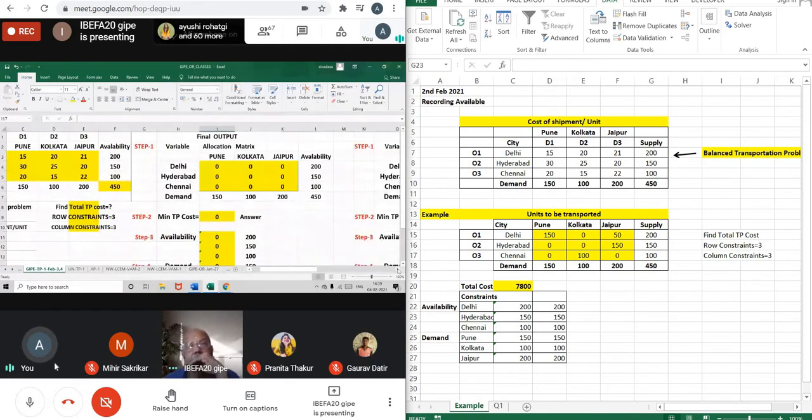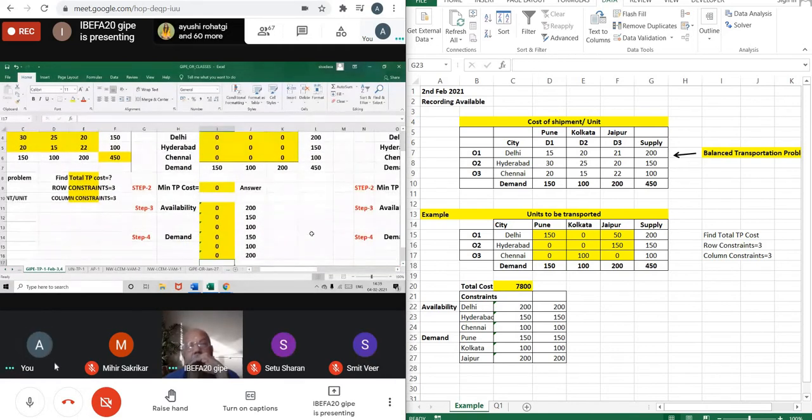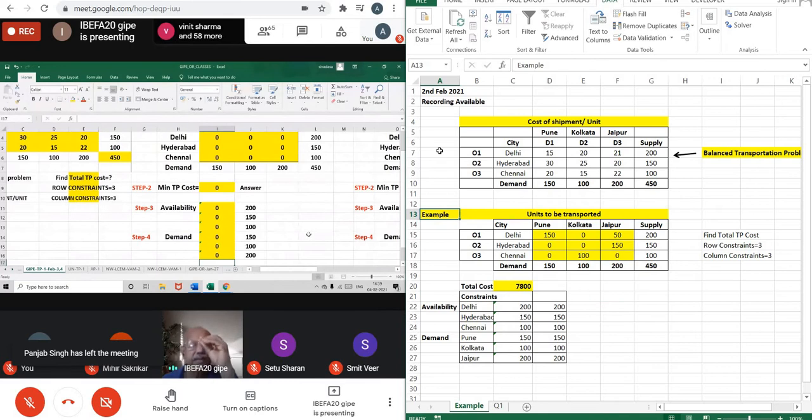Sir, which method exactly are we following for this? There is no method here. It's directly LPP. Sir, you had mentioned a method called northwest or something like that. Just wait some time. Okay, sure. This is direct LPP.